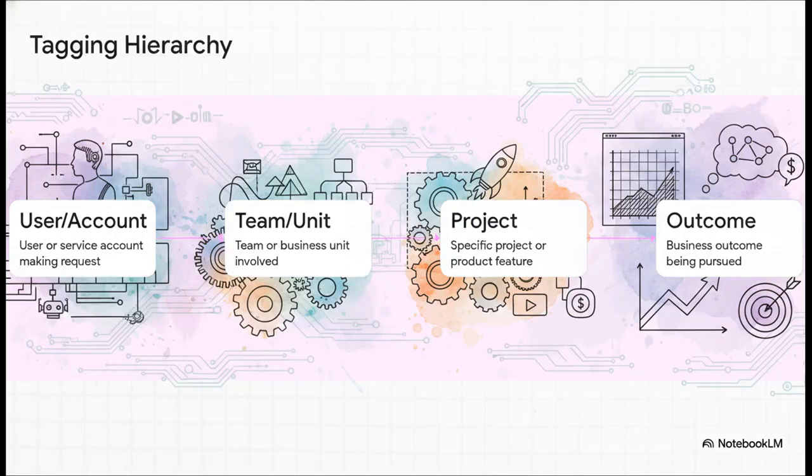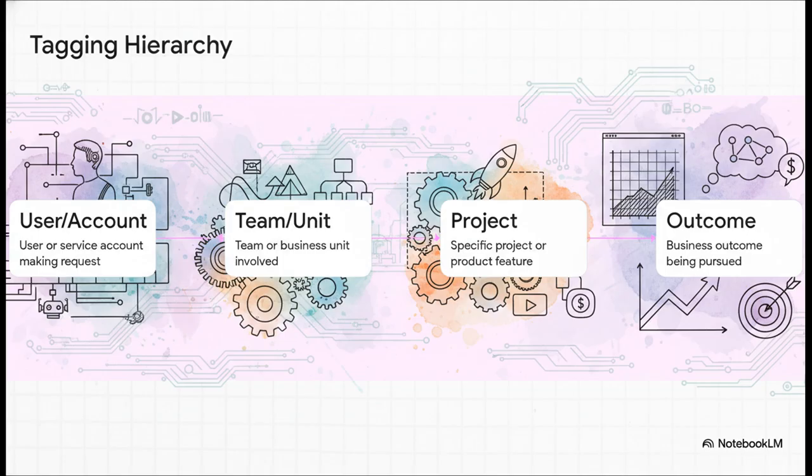Okay, so what exactly are we tagging? Our text lays out a very specific required tagging hierarchy. Every API request absolutely must be tagged with this metadata. First up, who is making the request? Is it a specific user or is it a service account? Second, what team or business unit do they actually belong to? Third, what exact project or product feature is this request for? And fourth, and this is the holy grail, what is the business outcome being pursued?